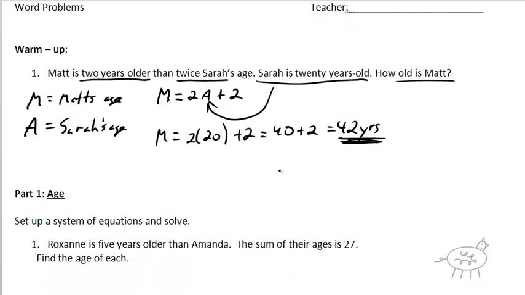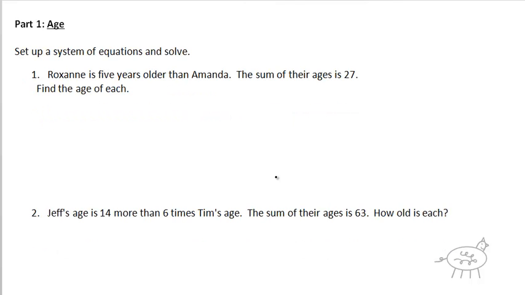Okay, pretty easy. So these are new kinds of problems here, and again, it says set up a system of equations and solve. Once you set up the system of equations, it's actually pretty easy to solve, right? Okay, so Roxanne is 5 years older than Amanda. The sum of their ages is 27. Find the age of each. So again, look at the question, guys. They're asking you to find the age. So R equals Roxanne's age, and A equals Amanda's age.